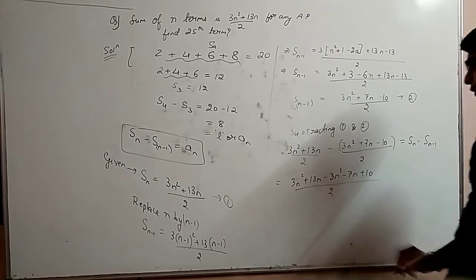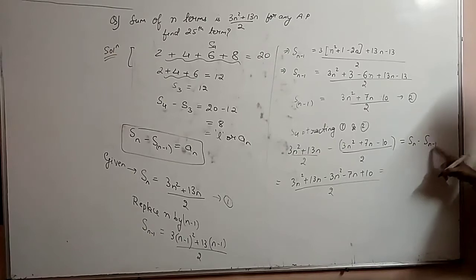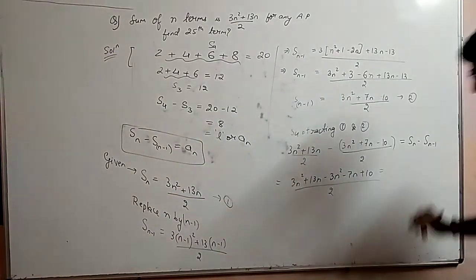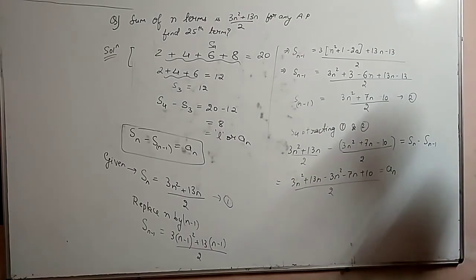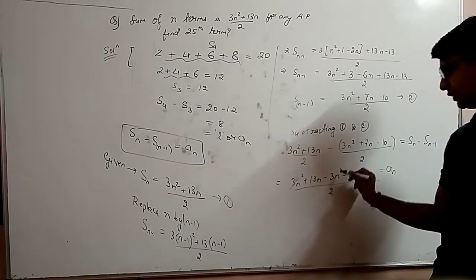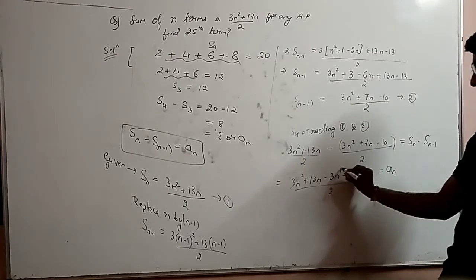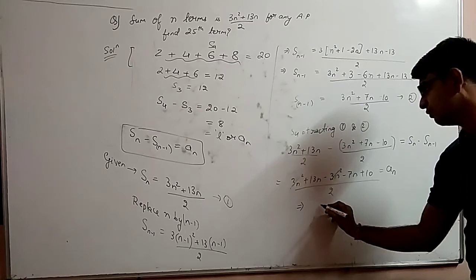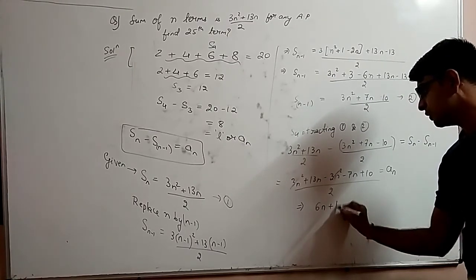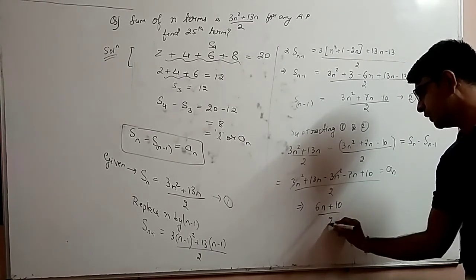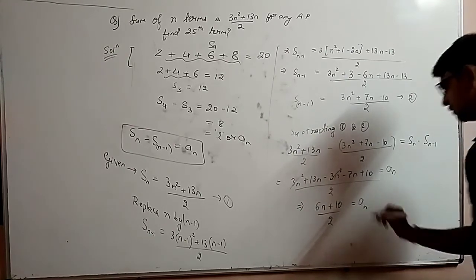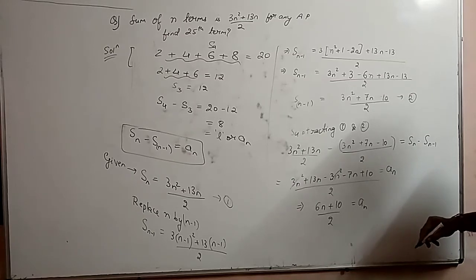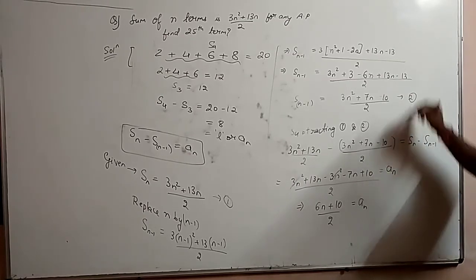Now just see, 3n square plus 13n minus 3n square minus 7n plus 10, the whole by 2. Now Sn minus S of n minus 1 is the last term, as we have seen, so this will become an. See, 3n square gets cancelled, 13n minus 7n will be 6n plus 10 by 2. This is the nth term, and what we have to find is the 25th term of this series.